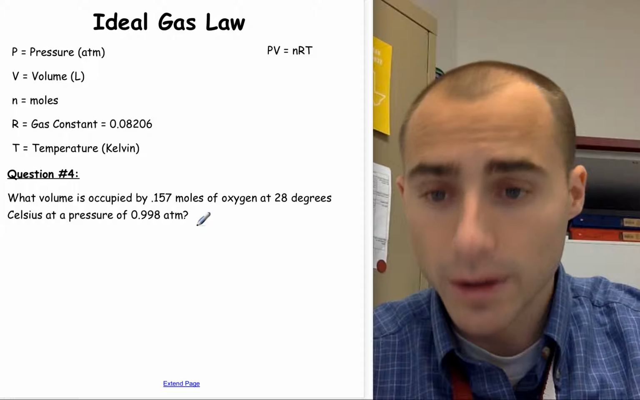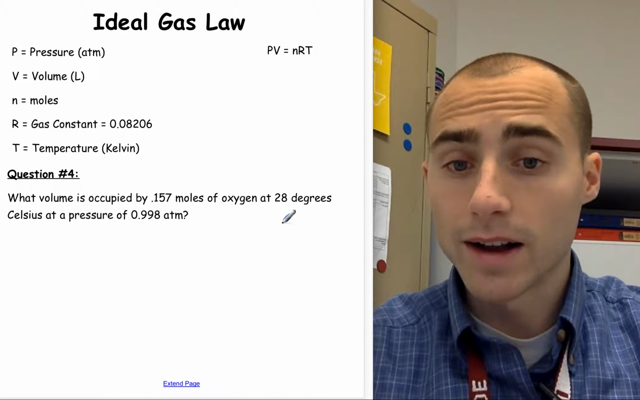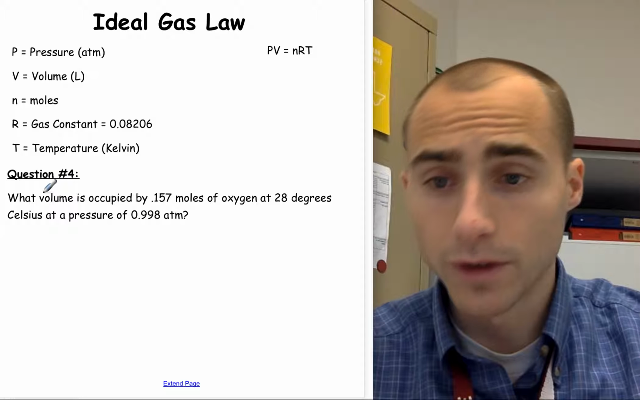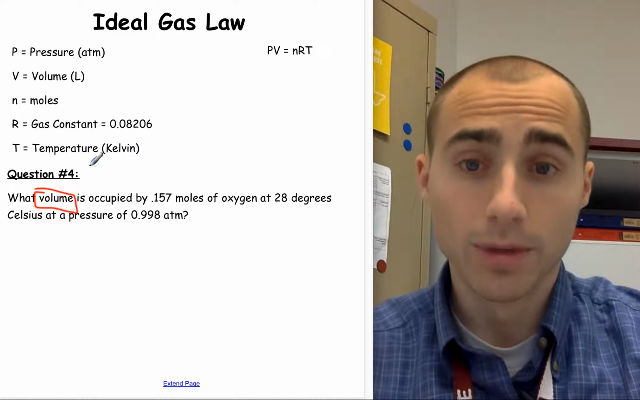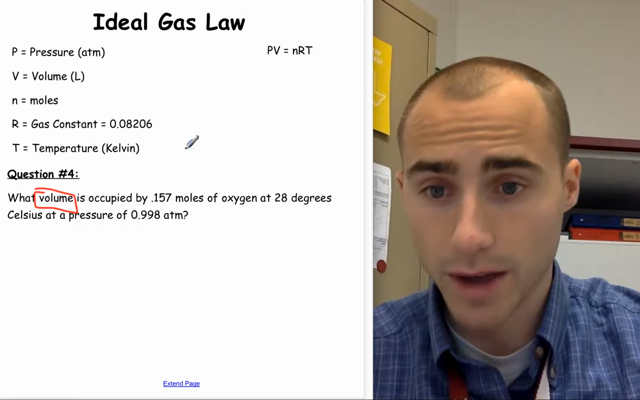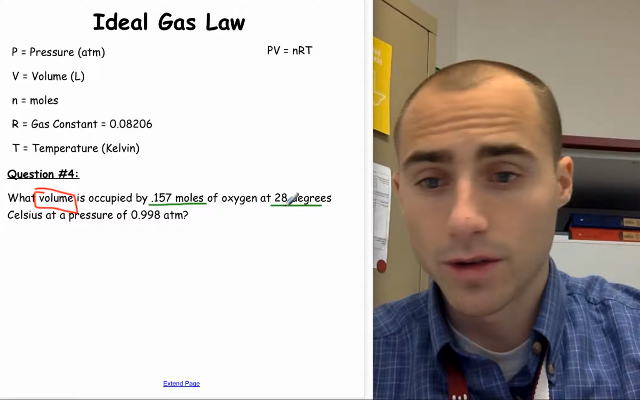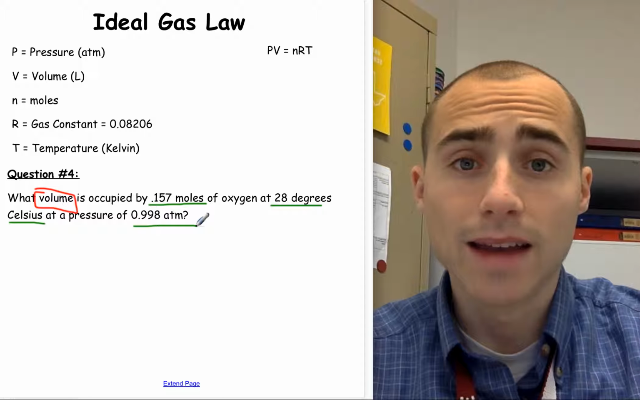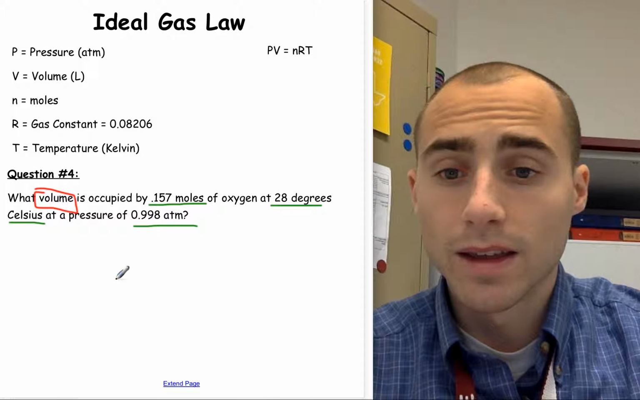What volume is occupied by 0.157 moles of oxygen at 28 degrees Celsius at a pressure of 0.998 atmospheres? So the first thing we notice, it says what volume. So we know that volume is going to be our unknown. We're going to be solving for volume. Let's look at what else we have here: 0.157 moles, 28 degrees Celsius, at a pressure of 0.998 atmospheres. So that is what we are working with here.